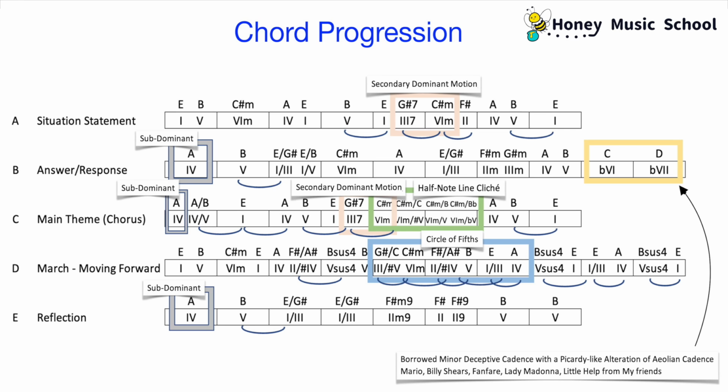And last, the section highlighted in yellow is a borrowed minor, you can see here, borrowed minor deceptive cadence, also a Picardy-like alteration of an Aeolian cadence, right? And this is also much used in songs such as the jingle used in Super Mario Brothers, or in the Beatles songs, Sgt. Pepper's Lonely Hearts Club Band, where Billy Shears is screamed out. A Little Help from My Friends, that's also Beatles. Lady Madonna, and any fanfare, right? So it really gives you that fanfare feeling, or it gives you an anticipation of something great happening. So that's also effectively used in section B.